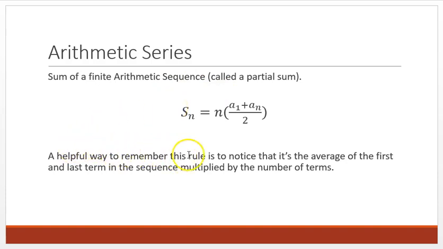The way I remember this rule is by noticing that we're basically averaging the first and the last term in the sequence. So if we're doing the first 10 terms, put the first term and the 10th term in these two spots, add them up, cut it in half, and then multiply by the number 10, which is how many numbers we are adding together. So that's what this formula is telling us to do.